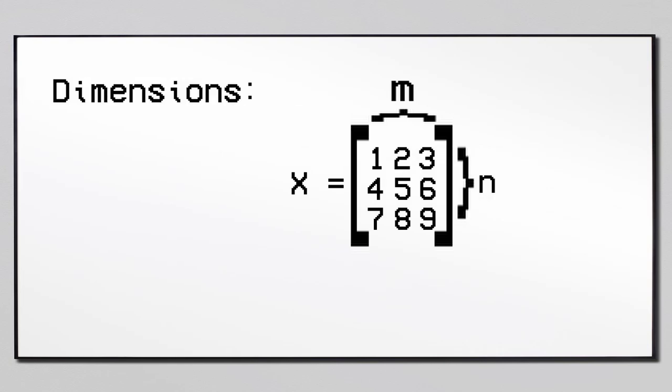Dimensions are the size of a matrix, represented by the variable m being multiplied by the variable n, the number of rows being multiplied by the number of columns. There are different types of matrices defined by different dimensions.